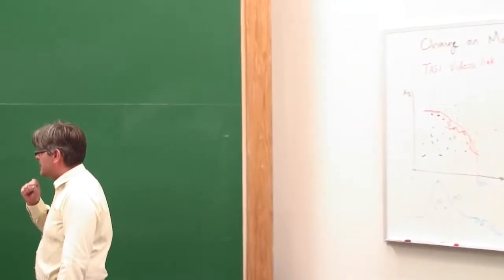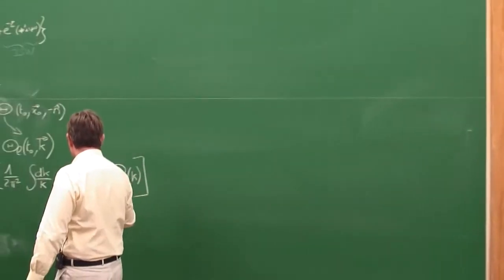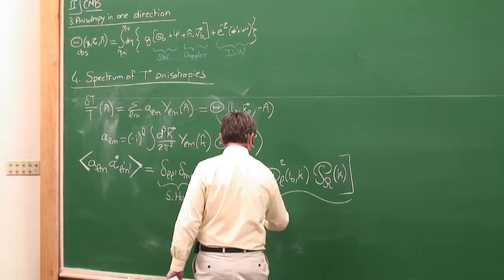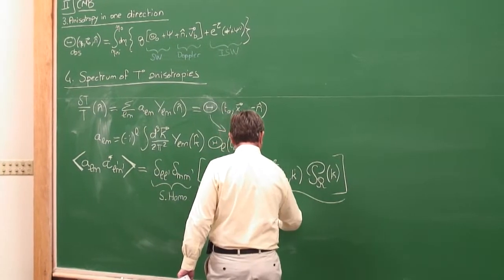Why do we escape this problem? Because this quantity depends only on l and not on m. No m dependence.